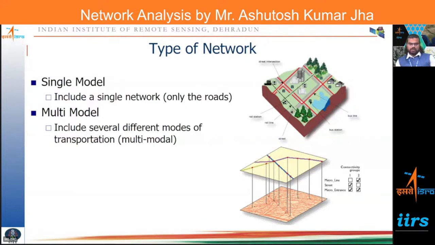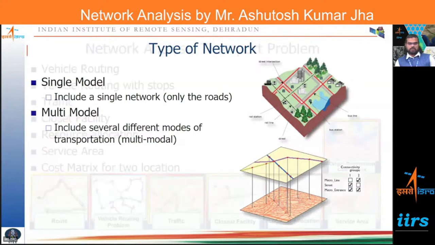Then there's also another categorization of the network, which is that if you consider just a single component in your network, then that is called a single model. For example, if you have just a road network in your analysis, then that is single model. And then you have a multi-model, in which you can include multiple transport systems, like a road network, and then you combine the rail network infrastructures into the same network. Those kinds of detailed logistic networks are examples of multi-model network systems.